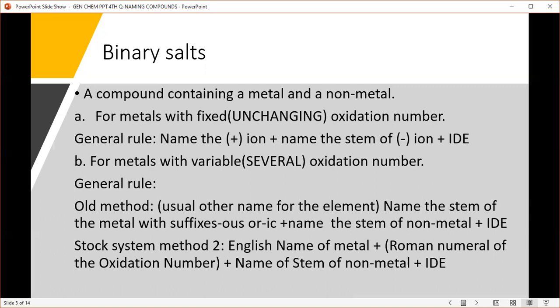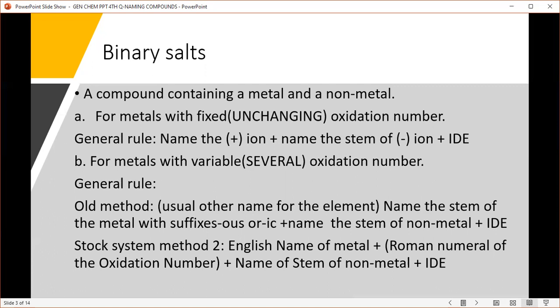So the general rule that we follow in naming binary salts having metals with fixed oxidation number is to name the cation first. So you have to name the cation or the positive ion or the metal or the element that carries a positive charge. And then name the stem.